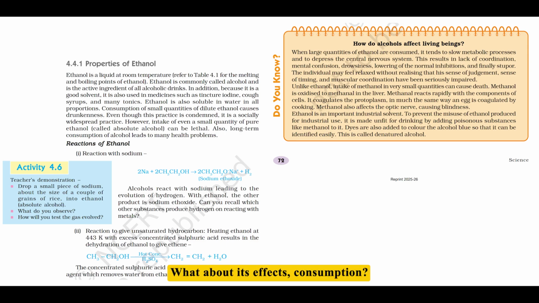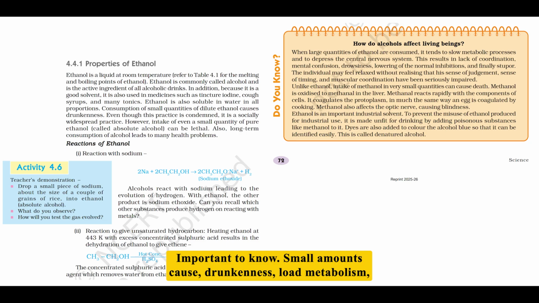What about its effects? Consumption. Important to know. Small amounts cause drunkenness, lowered metabolism, depressed nervous system, poor coordination. But even a small amount of pure ethanol, absolute alcohol, can be lethal. Long-term use causes serious health problems. And what about methanol, CH3OH? That's different, right? Highly toxic. Extremely dangerous. Even tiny amounts of methanol can cause death or blindness. In the liver, it's oxidized to methanal, formaldehyde, which is incredibly toxic. It damages cells, coagulates proteins, and specifically attacks the optic nerve.